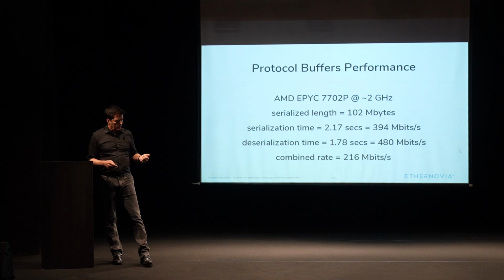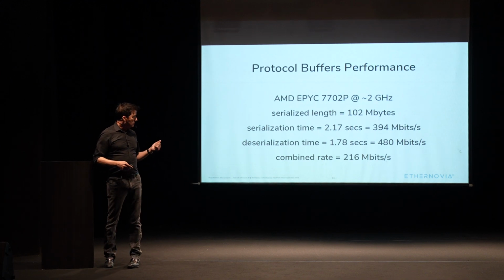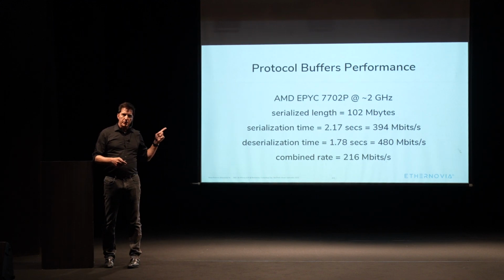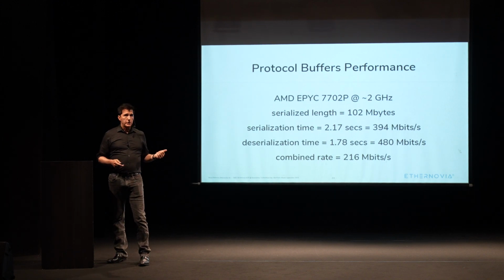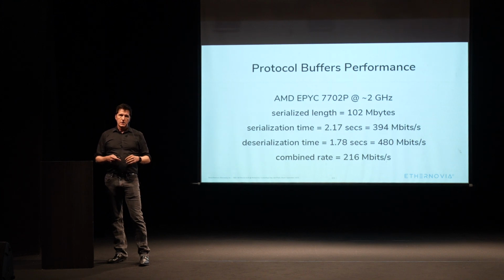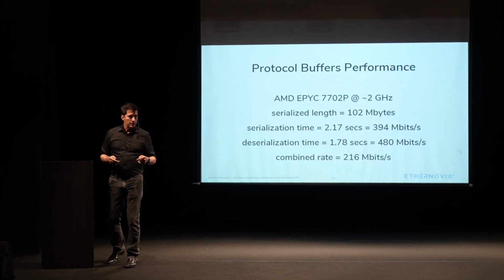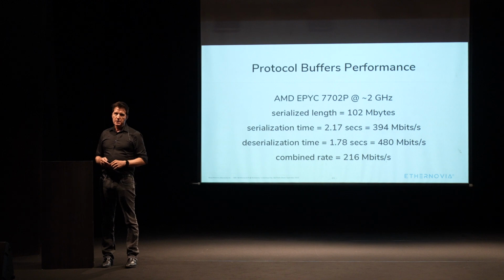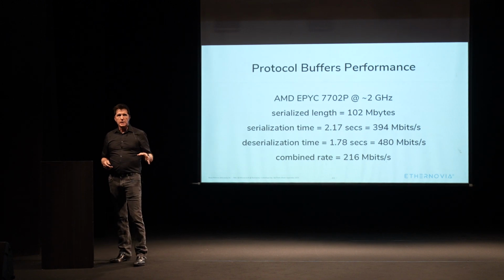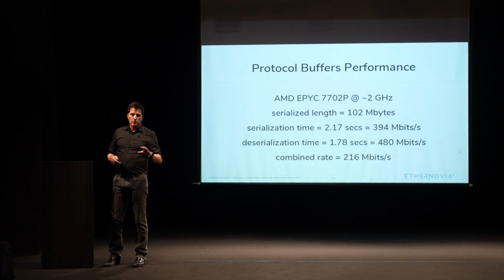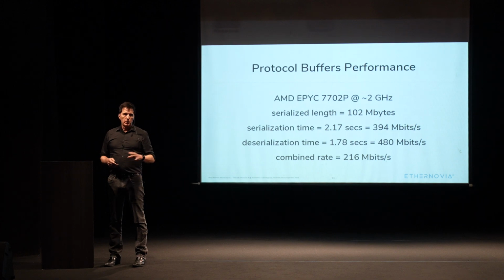Using a single core of an AMD EPYC CPU, we were able to serialize at 394 megabits per second and deserialize at 480 megabits per second. The total full duplex rate was 216 megabits per second. Now, bear in mind, the CPU was 100% devoted to the task of serialization, and these numbers do not include any networking protocols or other overhead.